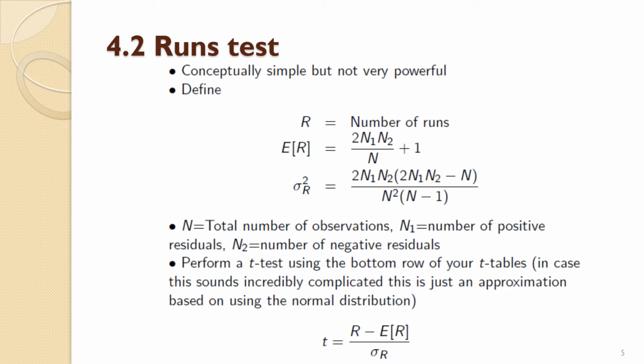So what you have here is that R is the number of runs, and the expected value is given by the third equation. What we've got here is that n equals the total number of observations, and 1 is the number of residuals, and you would perform a t-test using the bottom of your t-tables, which is just an approximation based on the normal distribution. So it's the same basic format. You would have in this case R minus the expected value of R, divided by the standard deviation.